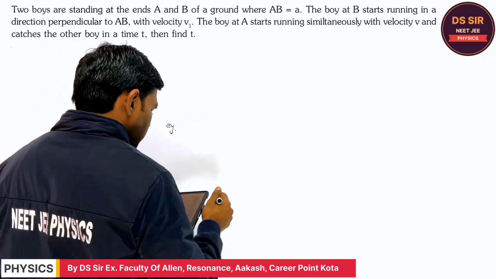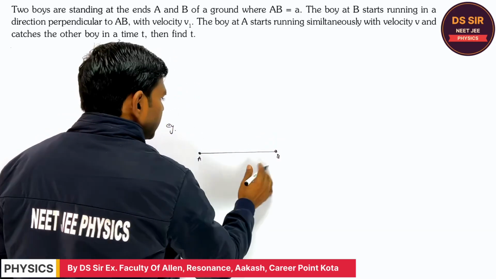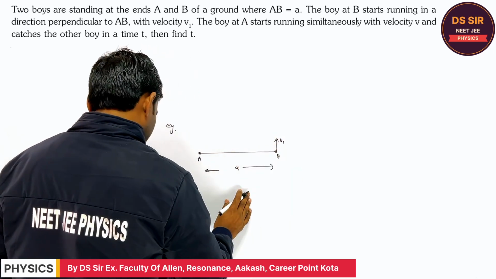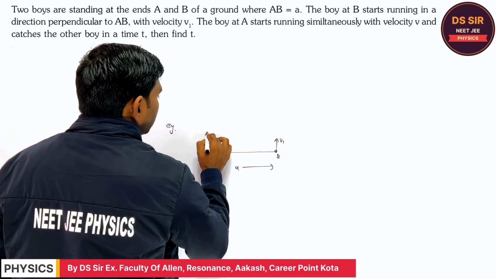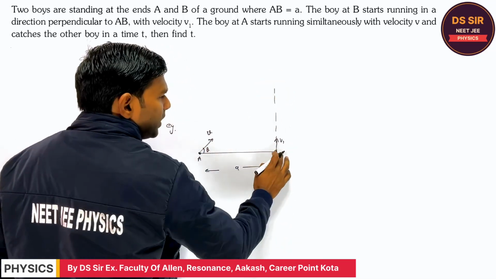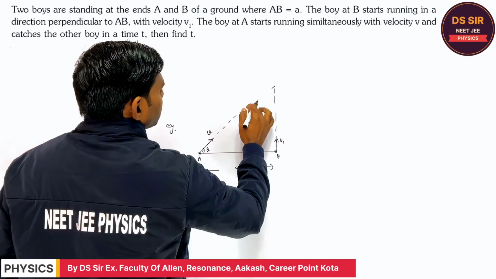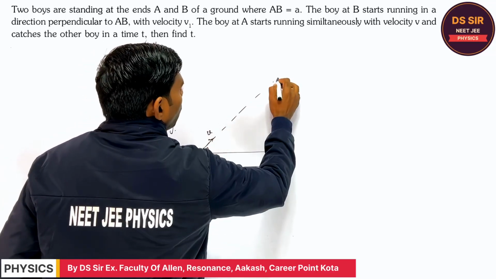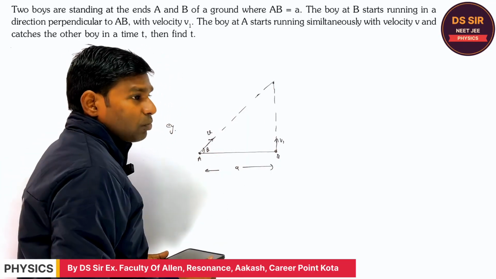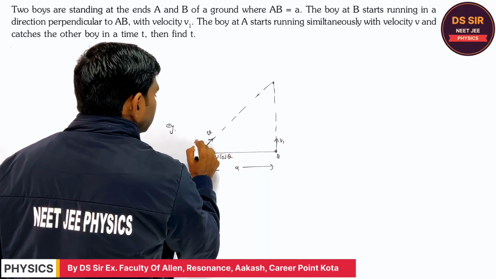For this question, suppose we have the A boy and the B boy like this. The separation between them is small a. B starts running with v1 and A starts running in a straight line with speed v, suppose at angle theta. When this boy is moving in this way and the other is moving in this way, they will catch each other. Listen one thing. What is the condition so that boy A can catch B? This is the v1 cos theta, and this is the v sin theta.